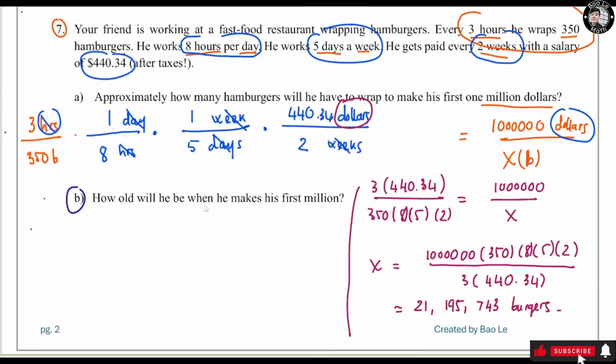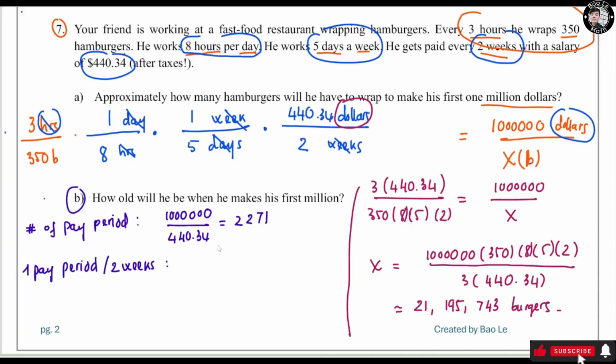Now question B. How old will he be when he makes his first million? So we know that the number of pay periods is going to be 1 million divided by 440.34. And it's going to be 2,271. Now you know that each pay period is 2 weeks. You're going to multiply 2,271 by 2. It's going to be 4,542 weeks.